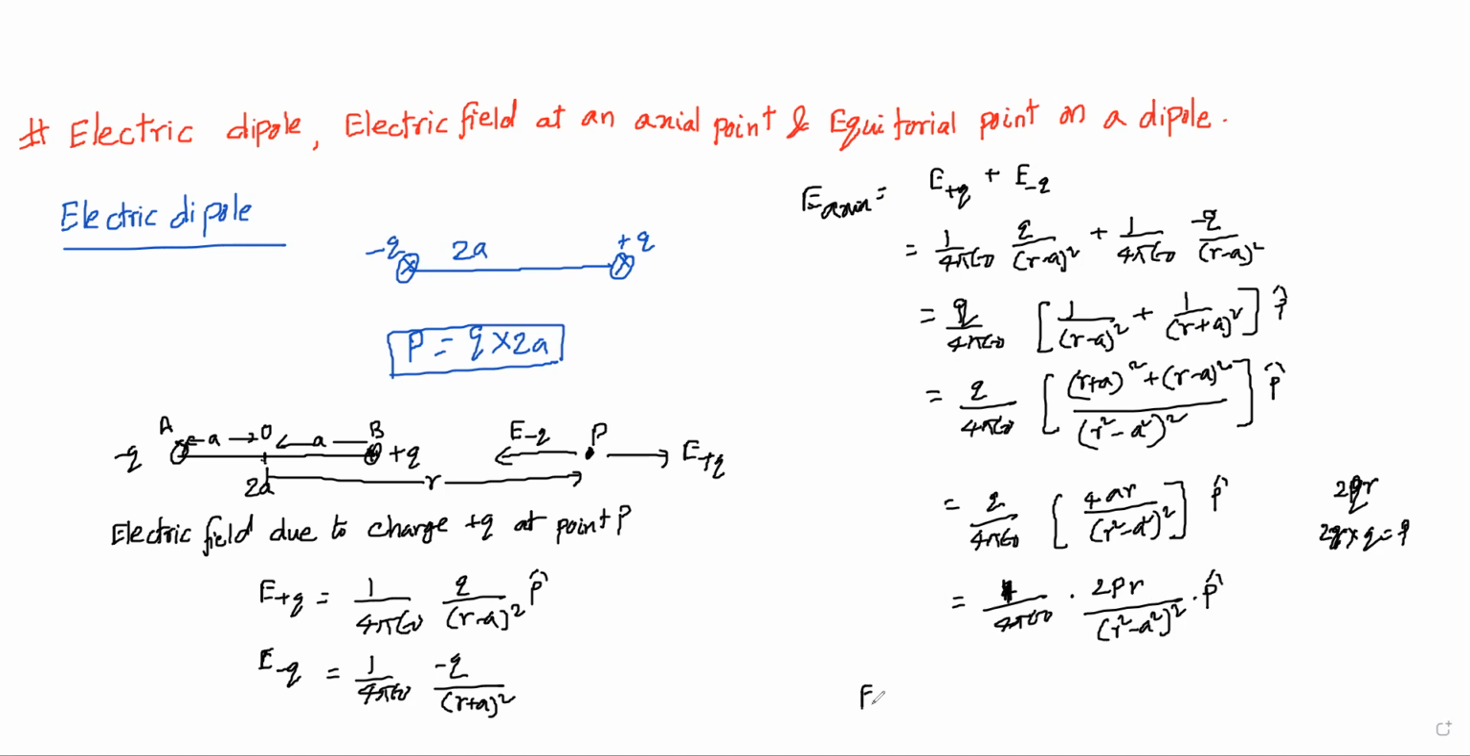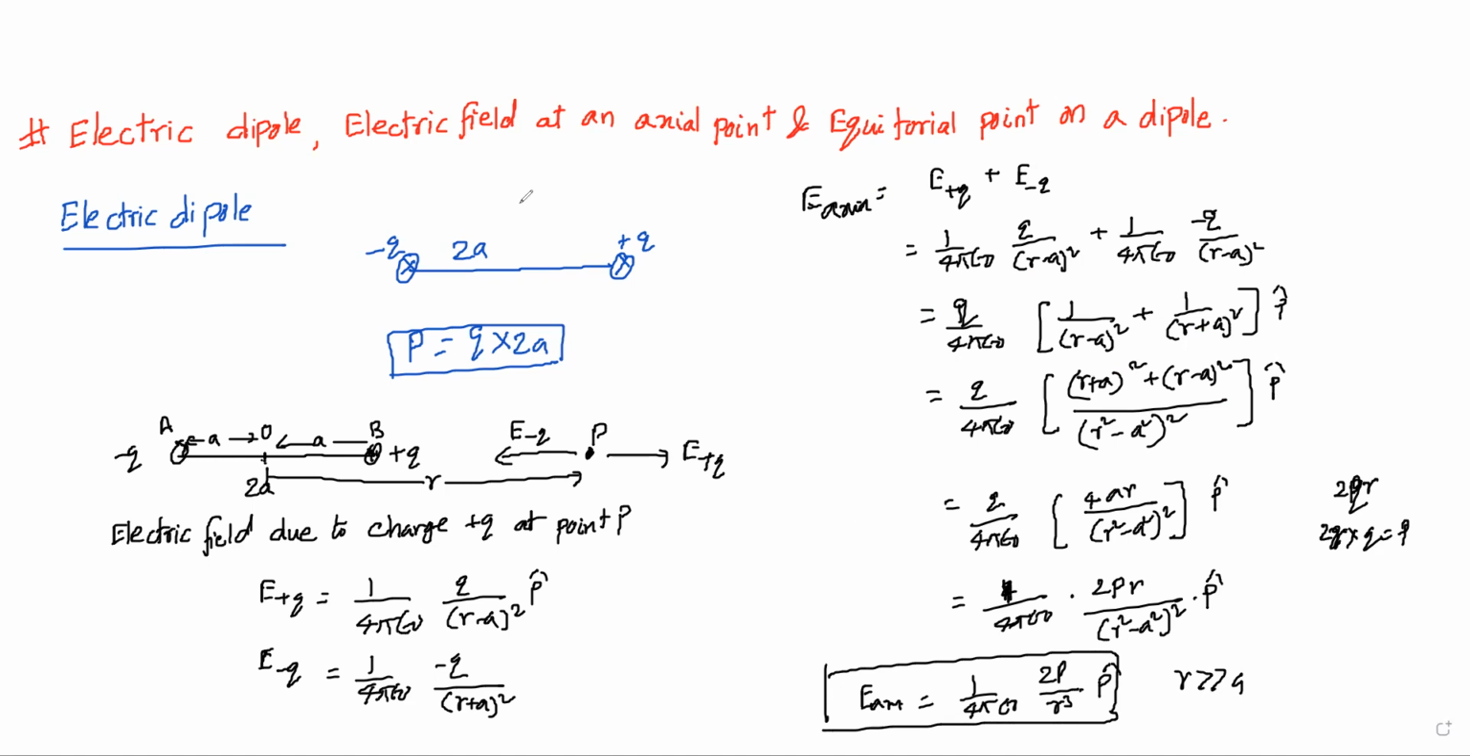So finally, E axial line is equal to 1 by 4 pi epsilon naught into 2p by r cube into p cap, where r is far greater than a. So this is on axial line.